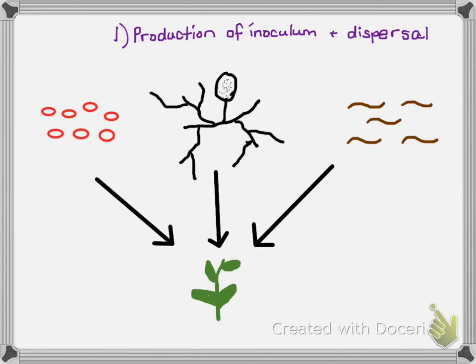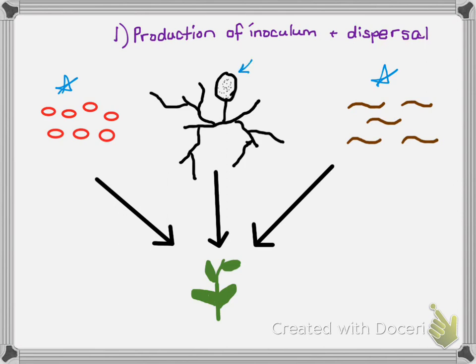Firstly, we have the production of inoculum and dispersal. Now, inoculum is the part of the pathogen that initiates the disease process. So this can be individual bacterial cells, as we see here, which are these little red blobs right here. Or we can have nematodes, which are right here. Or even fungal spores, which are right here.